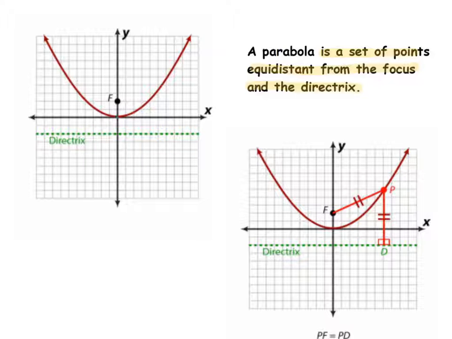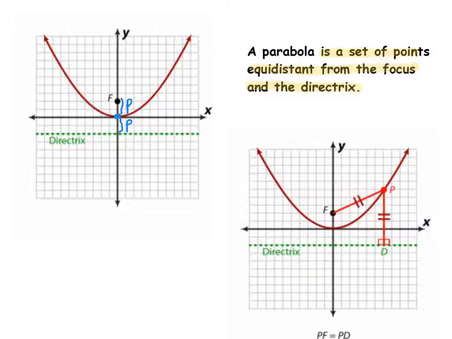So my vertex is at (0, 0). The focus is a certain set of units on the axis of symmetry, a certain distance that we call p from the vertex to the focus. And the directrix is the exact same distance, p, on the other side of the vertex. The directrix is this imaginary line. The focus is a point.